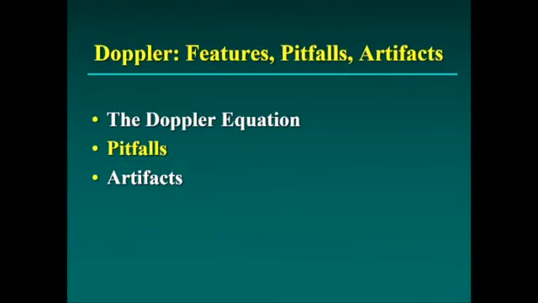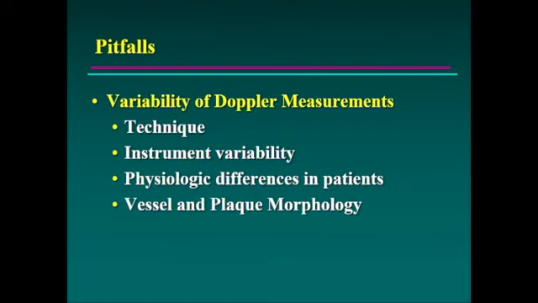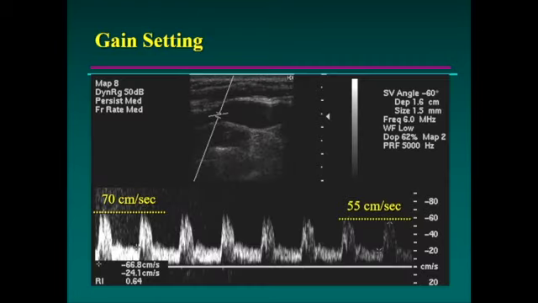So let's talk about some of the pitfalls. And these I've selected really to talk about how Doppler can be improved if you're having trouble. There is an inherent variability of Doppler measurements. Most of it's related to technique, I suppose, but there are instrument variabilities. People have looked at different machines and shown that you can get slightly different values with different machines. There are certainly physiologic differences in patients. Then vessel and plaque morphology can contribute to some of the variability that you see.